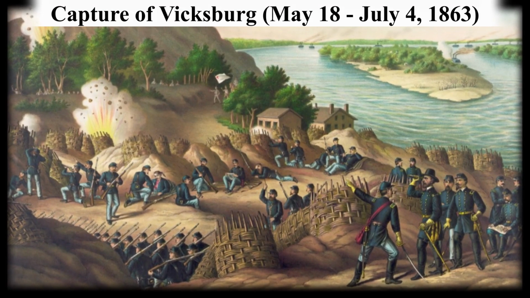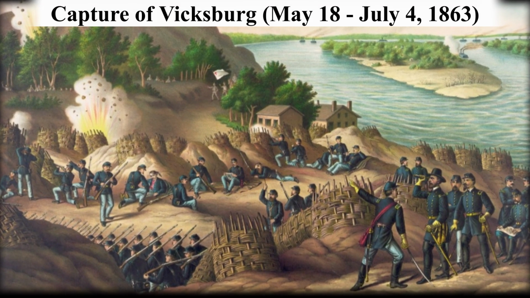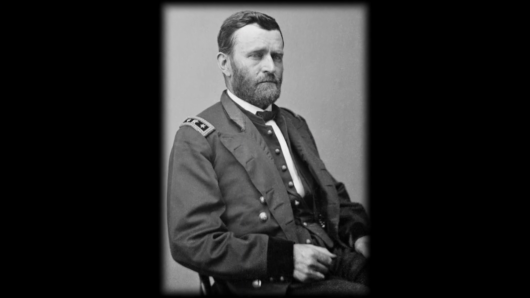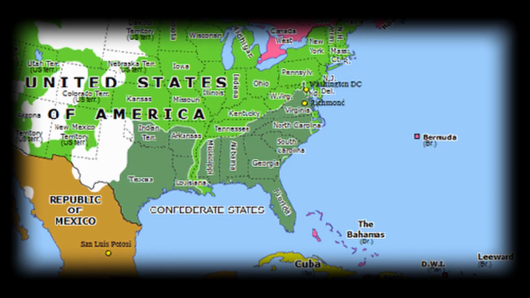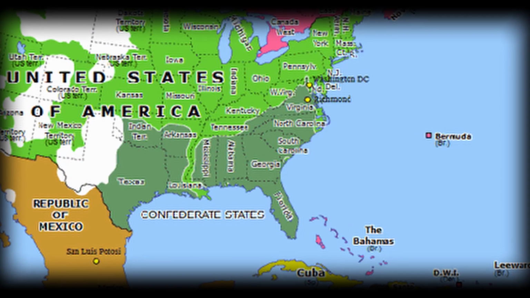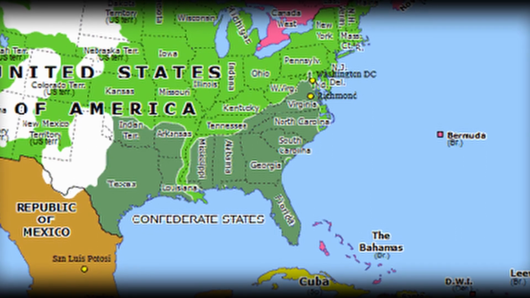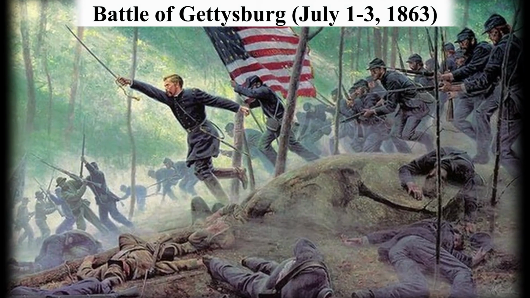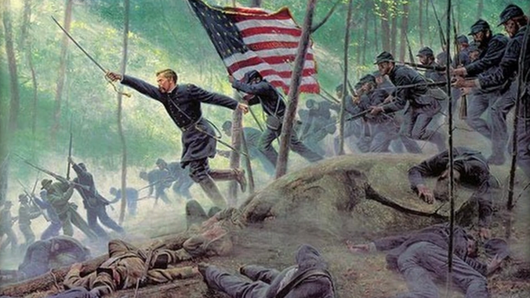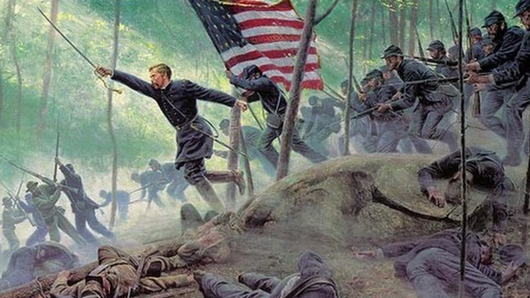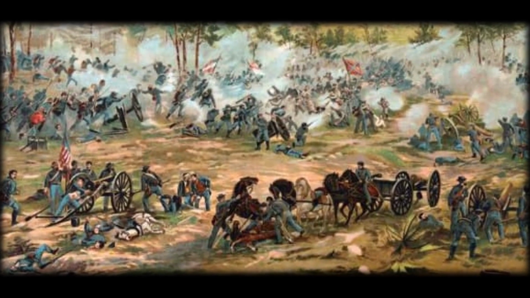Not long after, the capture of Vicksburg by the Union occurred, led by General Ulysses Grant. With this key victory, the Union was able to cut the Confederacy in half, crippling them. And finally, the Battle of Gettysburg was a crushing defeat for Robert E. Lee, with this being the deadliest battle in the war.